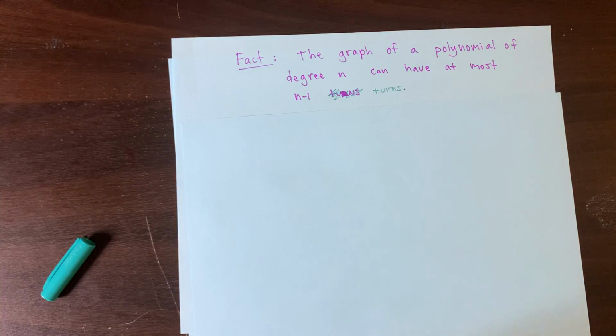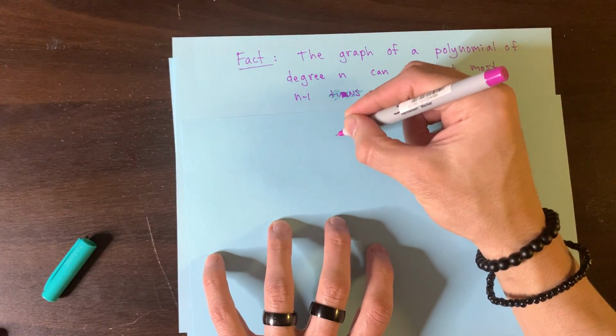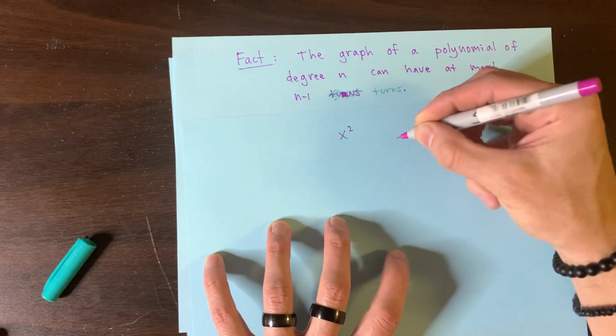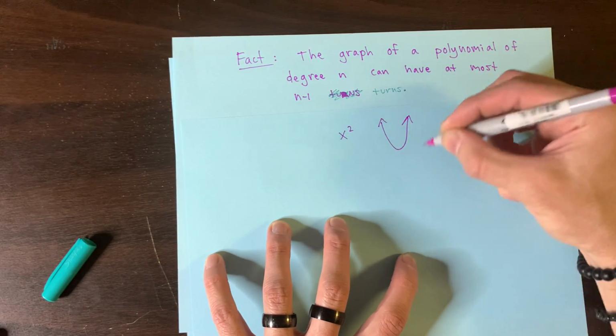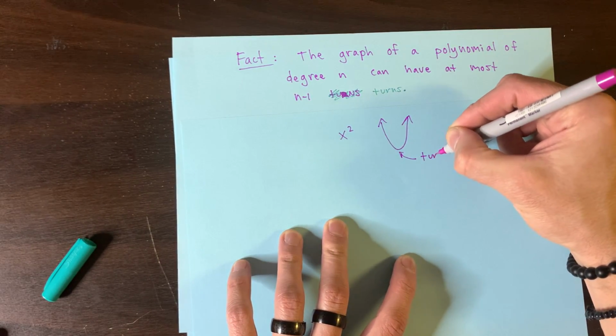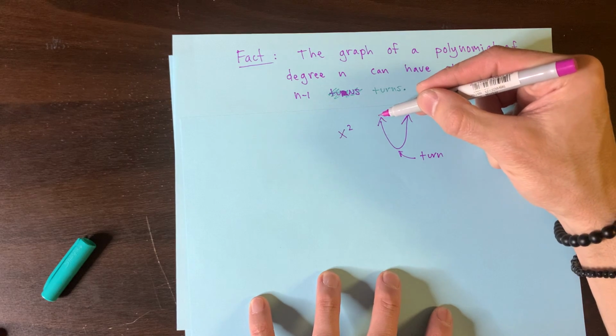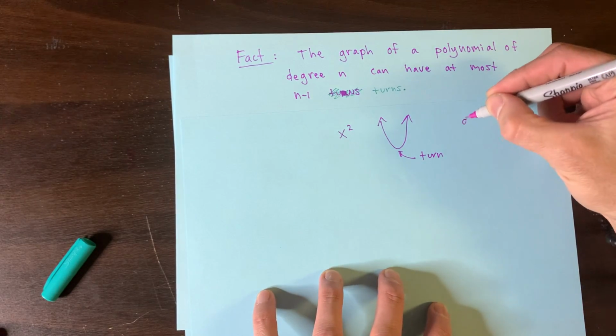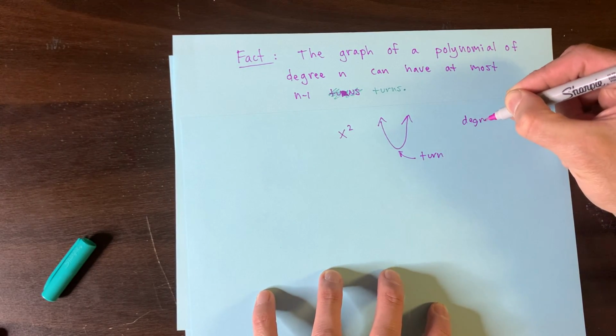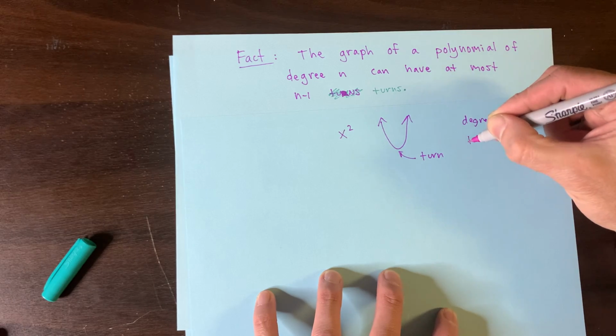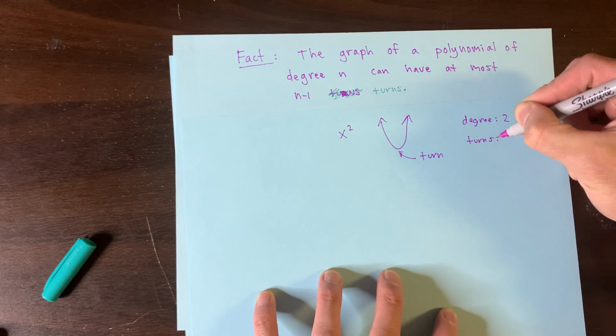So what do we mean by turns? For example, just go pencils down real fast. You know that the graph of x squared looks something like this. And here, that is what we call a turn, because the graph turns from going down to up. Notice there that for this random problem, the degree was 2 and the number of turns was 1.